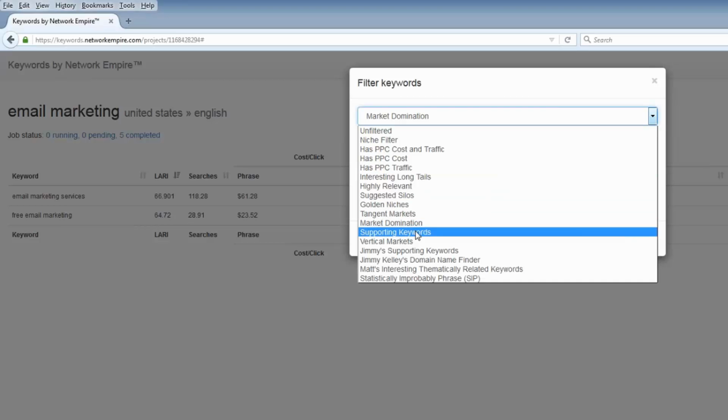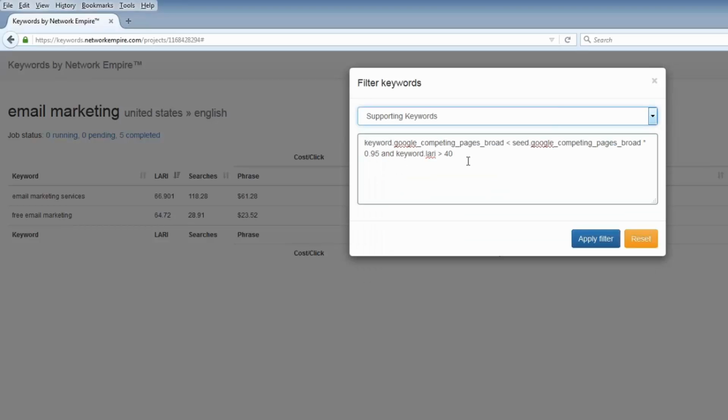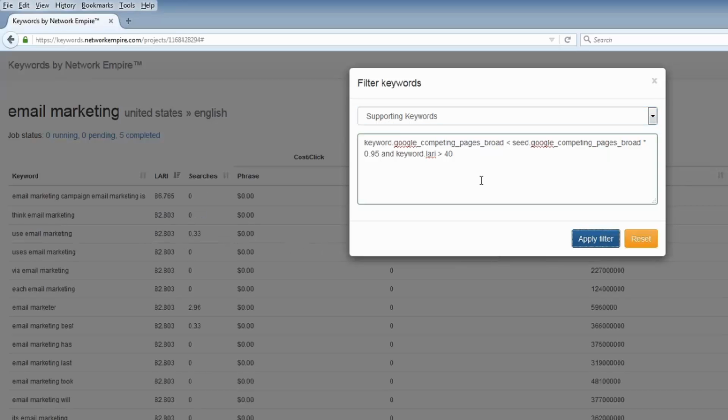Time for one more overview on the filters for this video, and that's the supporting keywords filter, Sue. Now, when I apply this, I get a lot more keywords come back. So again, can you just explain first how this filter is constructed, the algorithm using the bits that you've got there, and how you think people should use the results when they use the supporting keywords filter?